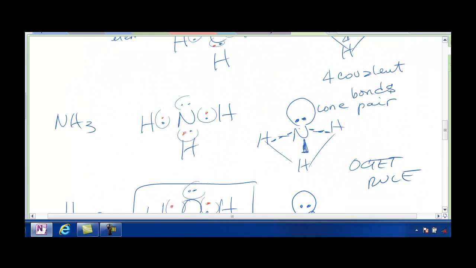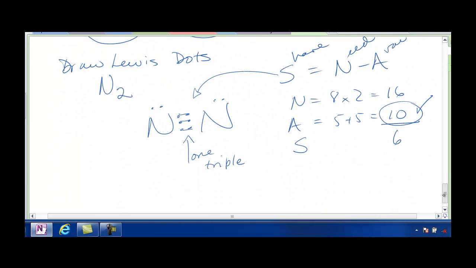This is a covalent bond and another covalent bond and another covalent bond. That's not a triple bond. That guy is pyramidal. Okay, but N2 is linear. CO2 is linear.